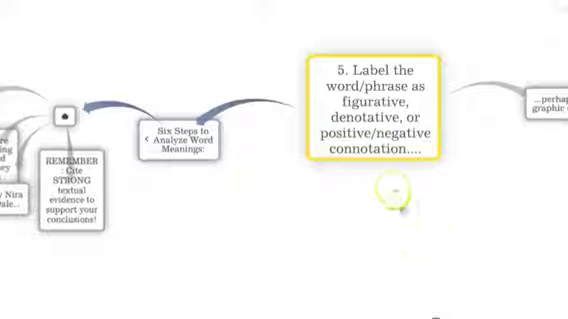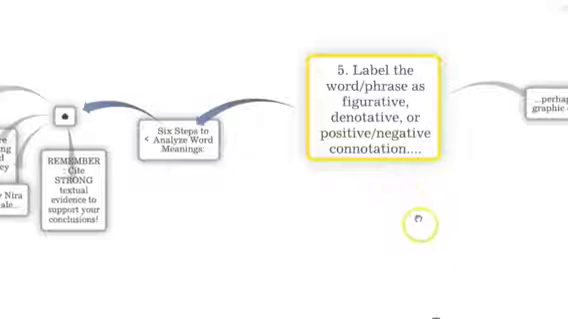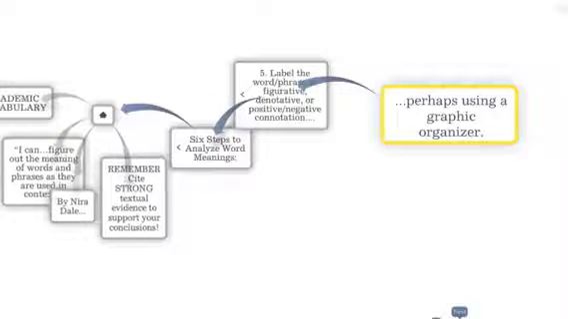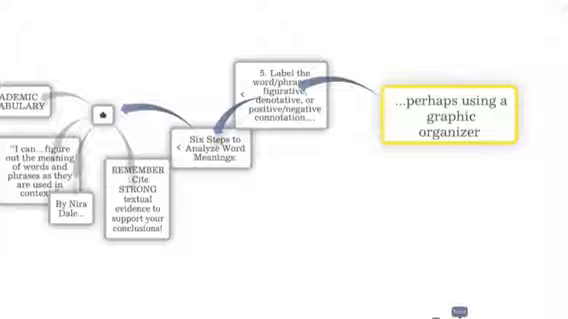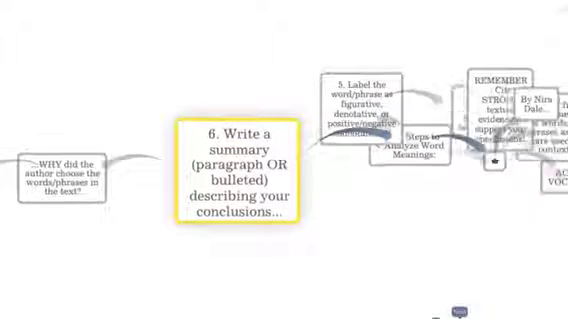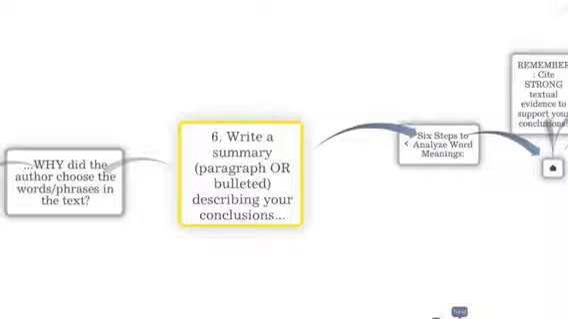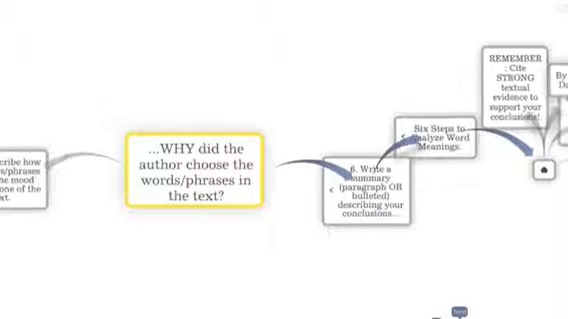Then, as your fifth step, label the word or phrase as figurative, denotative, or does it have a positive or negative connotation? These will also help you to determine the meanings behind the word. And you may perhaps use a graphic organizer as you do this. Then as a final step, write a summary or a paragraph or even a bulleted list describing the conclusions that you've drawn about those unfamiliar words and phrases.